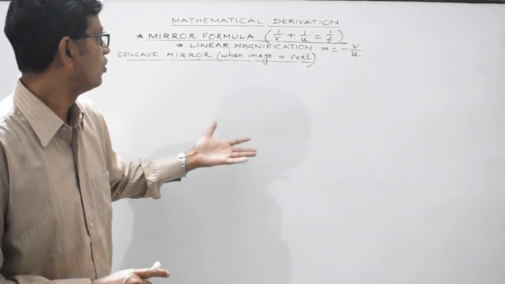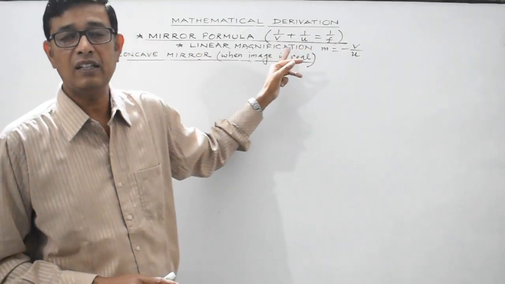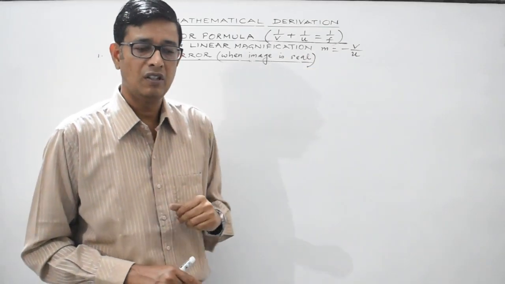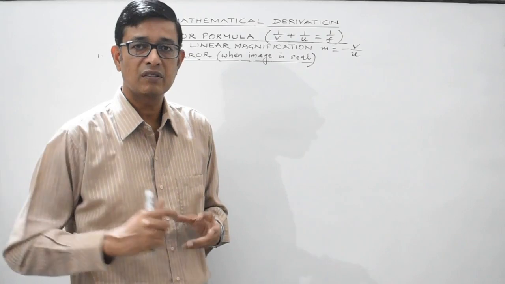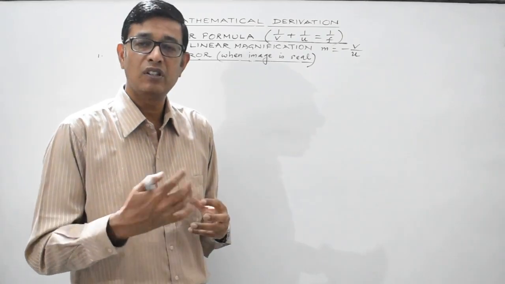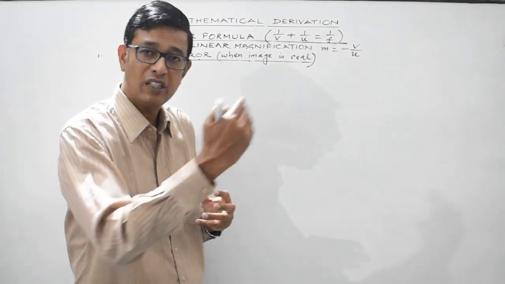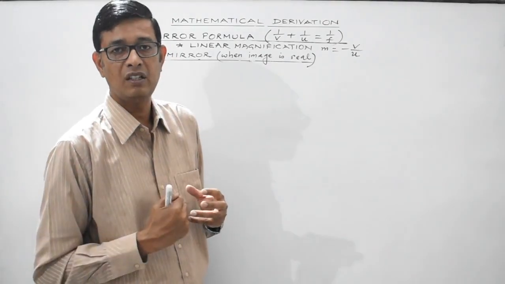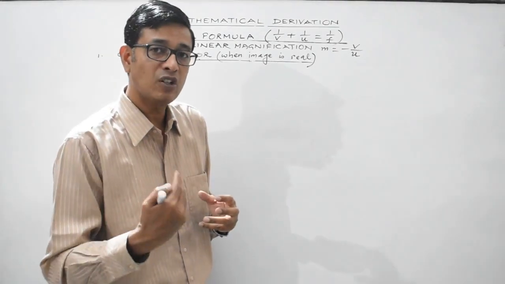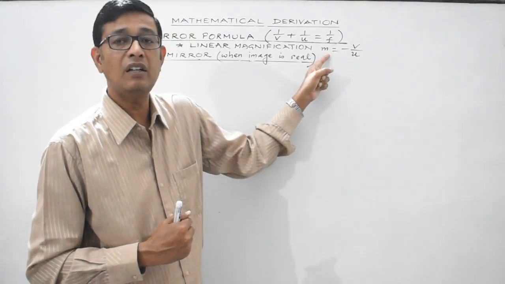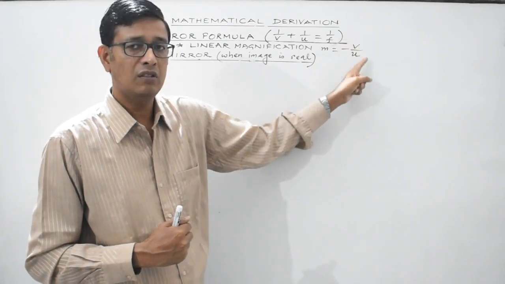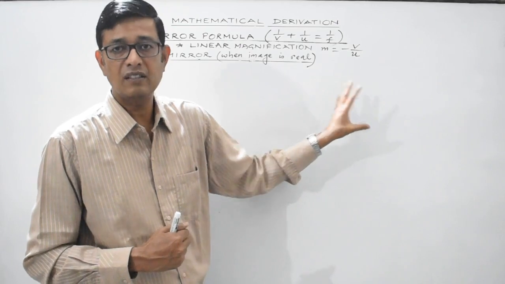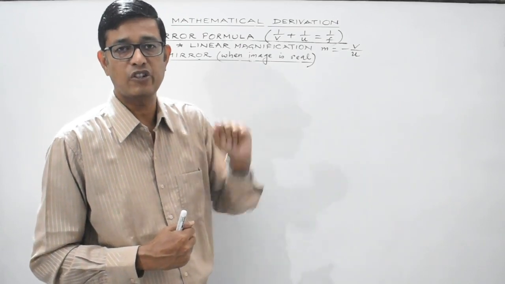And in this session we will also verify linear magnification, which I am sure you are already aware of. We have done it in the previous lecture. It is actually the ratio of the size of the image to the size of the object. And in terms of image and object distance, it is given by m = -v/u. So this is the formula which we are going to prove right now in this session.